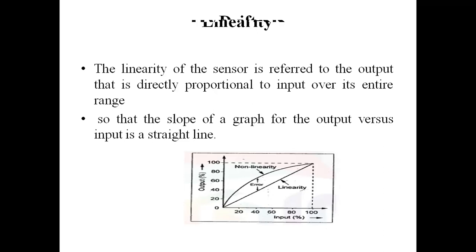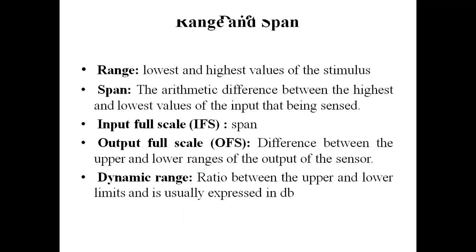See, the slope of a graph of output versus input for the linearity case will be a straight line. If an error occurs, we will have a curved shape for non-linearity. So linearity refers to the output being directly proportional to the input over its entire range. The next thing we need to know is the range and span.